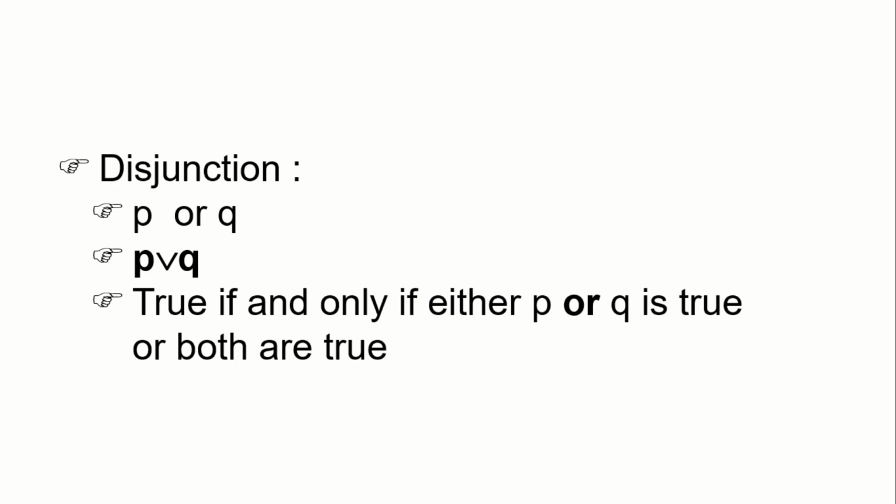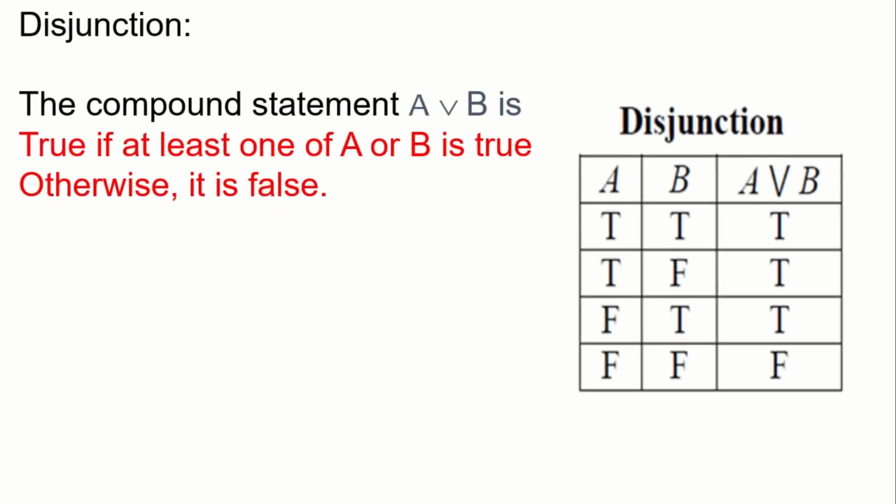Now let's go to disjunction. P or Q looks like a V: P V Q. It is true if and only if at least one of them is true. This is the truth table. If one of these statements is true, then the overall statement is true. But if both are false, then it is false.